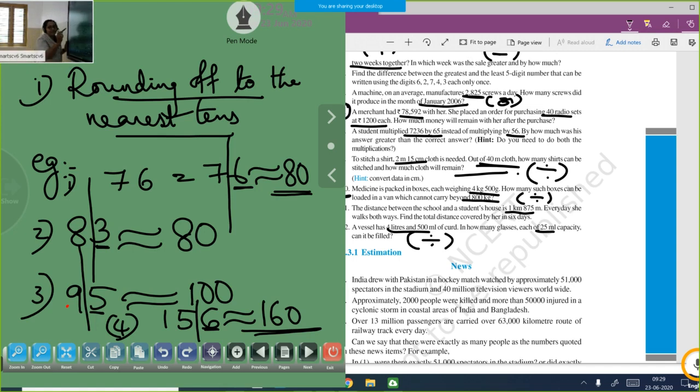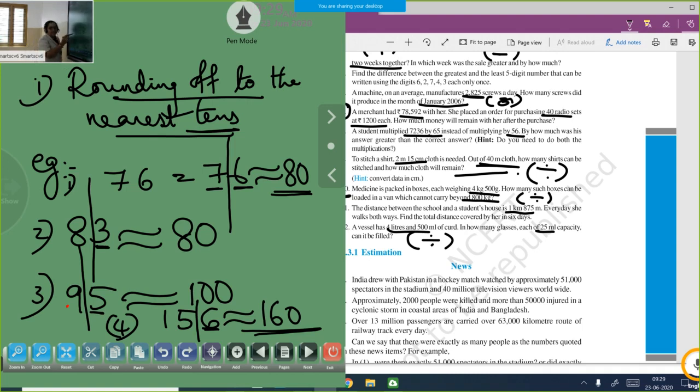Rounding off to the nearest tens. Nearest tens means every 10, so a 0 will come in the last place of the answer. Remember that. So 76: after the ones place, first we will see the ones place, which is 6, and that is more than 5. So the tens place 7 becomes 8, and in the ones place you have to add a 0. 80.